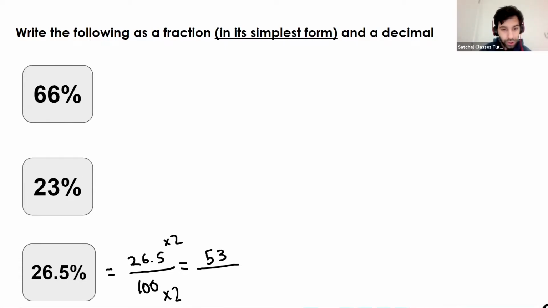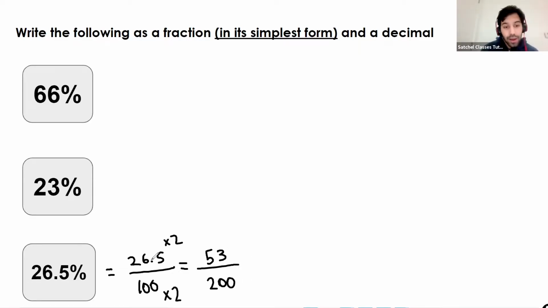And then 100 times 2 is going to be 200. And that's going to be our final answer. We can't simplify 53 over 200 anymore. So this is our final fraction.